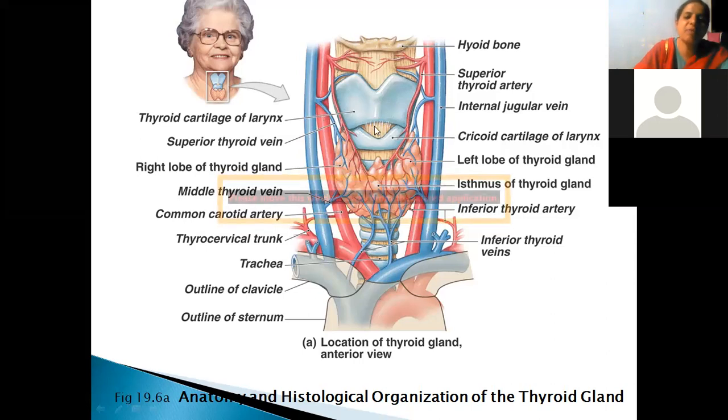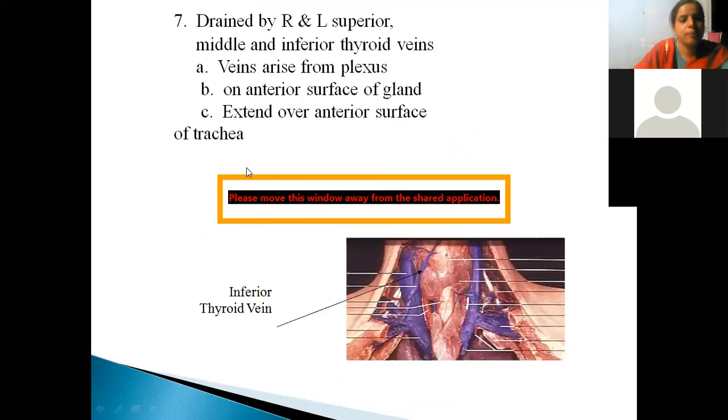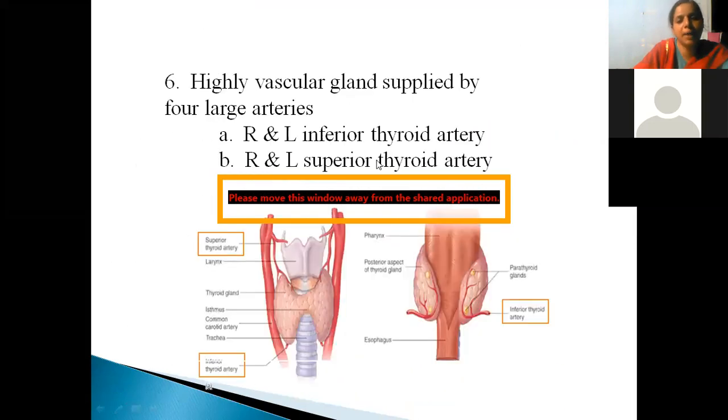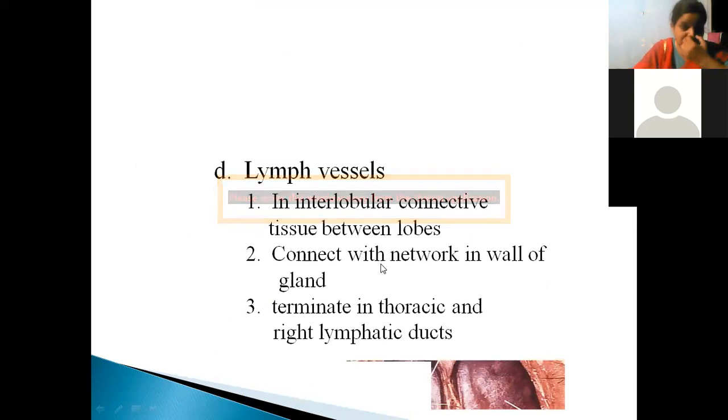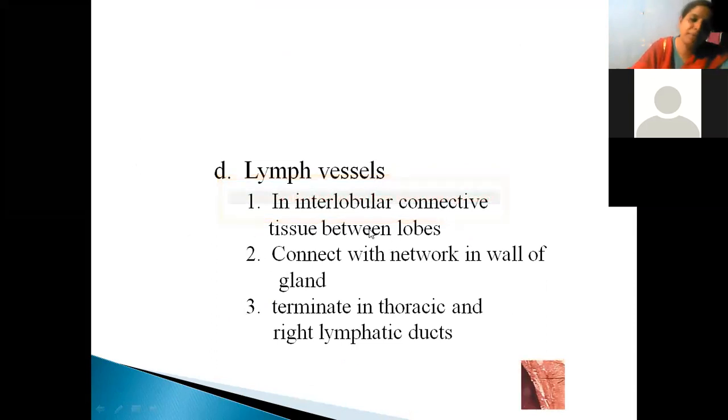So there are three pairs of veins. The superior thyroid vein and middle thyroid vein drain into the internal jugular vein, and the inferior thyroid vein directly drains into the brachiocephalic vein. So that is the venous drainage. Once you know the arterial supply and venous drainage, the superior, middle, and inferior thyroid veins are the venous drainage.